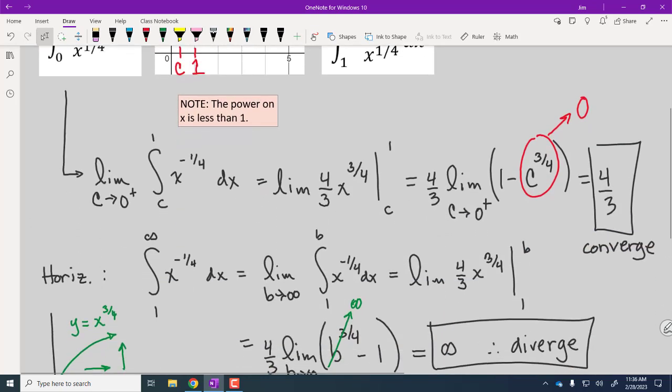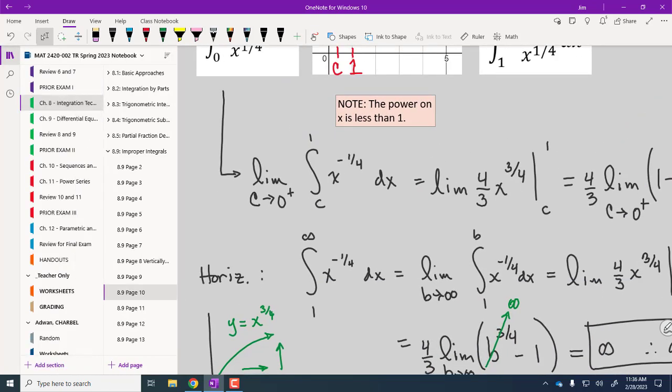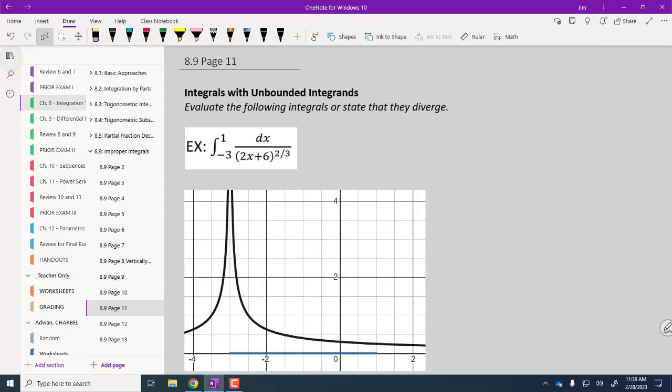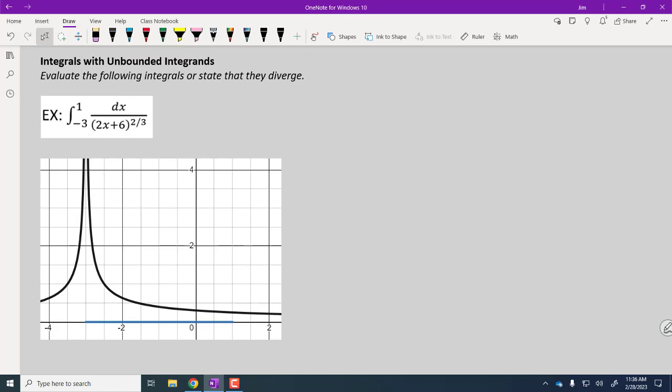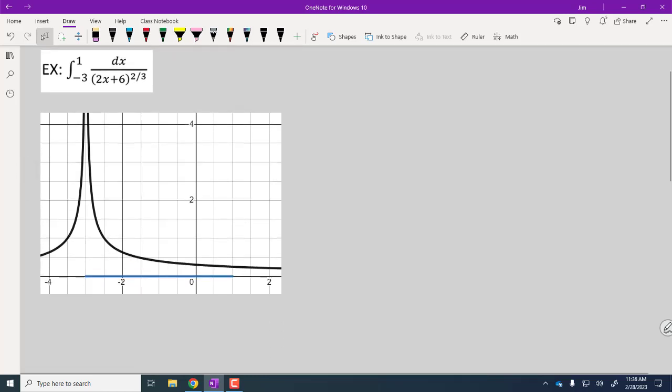All right, so let's do one example where we have an asymptote that's a little bit obscure. This one's over at -3. So I've highlighted the interval that we're looking at, -3 over to +1.